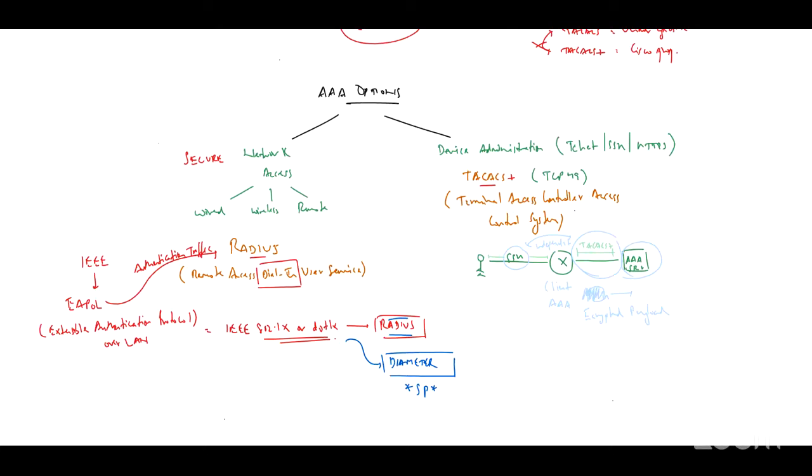Okay, now a couple of additional things from a differentiation perspective between Tacacs Plus and Radius. So Radius is UDP based. Okay, and you would typically see two different sets of ports that can be utilized. So one set could be 1812, 1813.